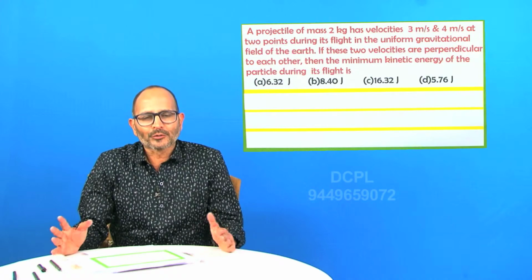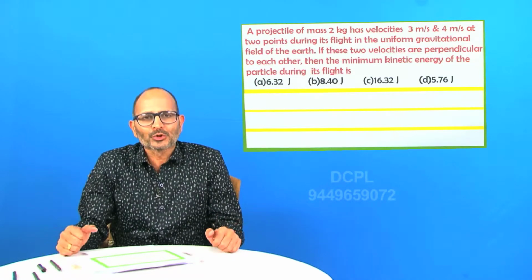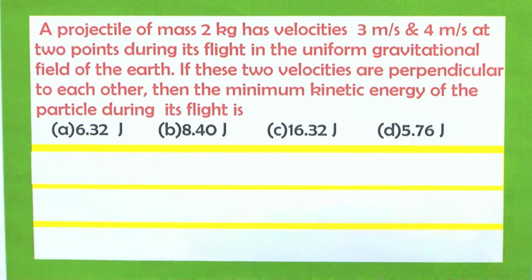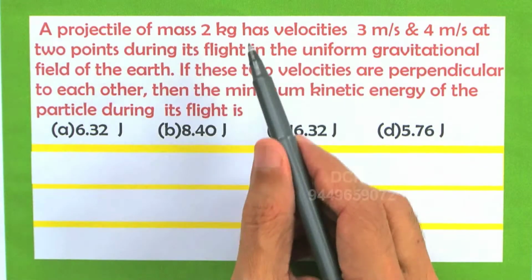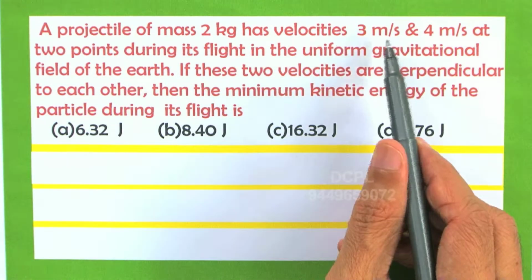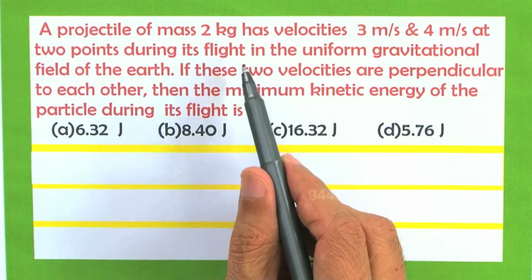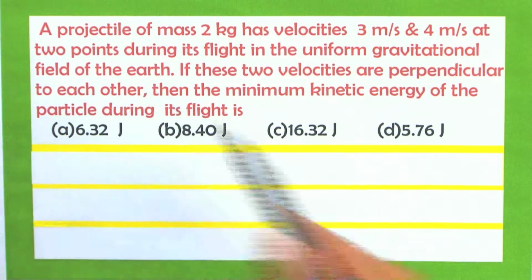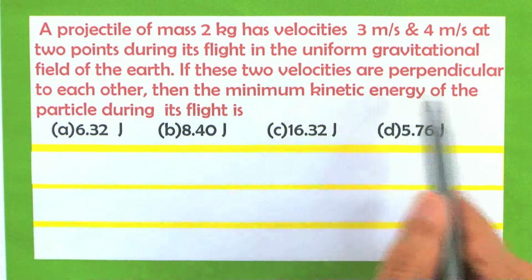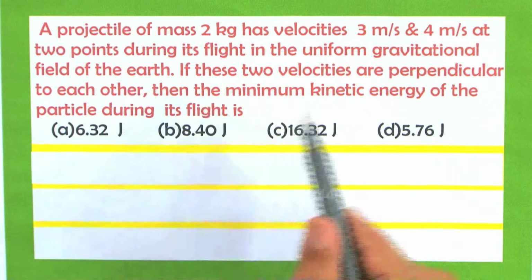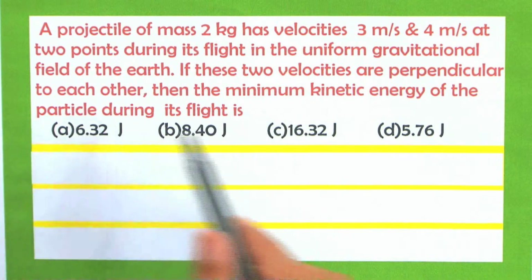Here is one more very interesting problem on projectile motion. Let us read it first. A projectile of mass 2 kg has velocities 3 and 4 meters per second at 2 points during its flight in a uniform gravitational field of the earth. If these two velocities are perpendicular to each other, then the minimum kinetic energy of the particle during its flight is.